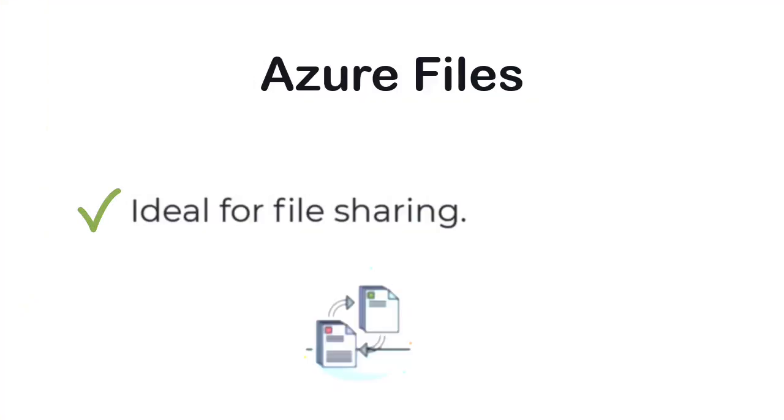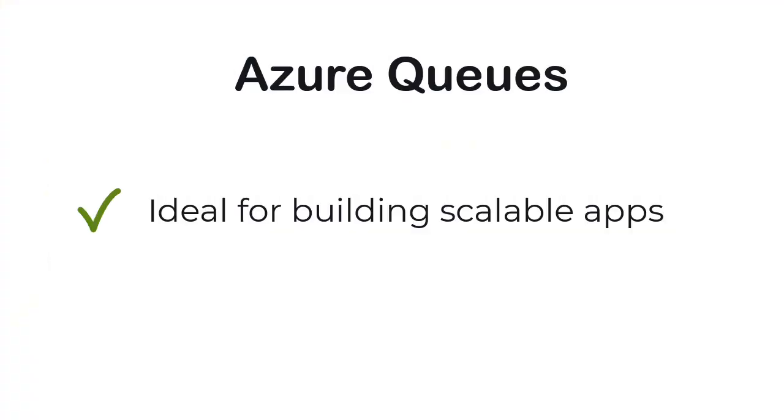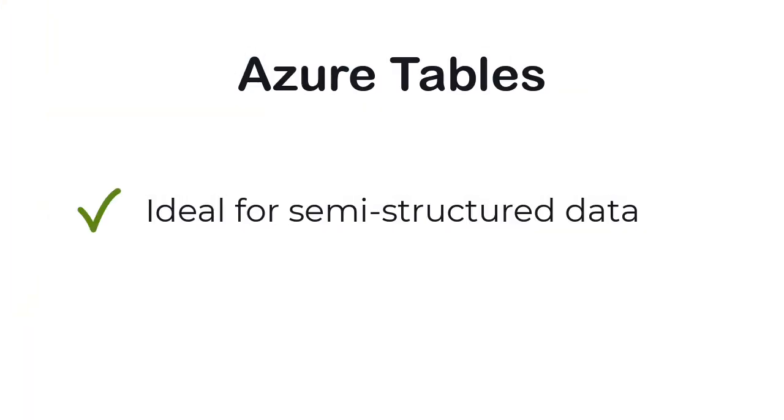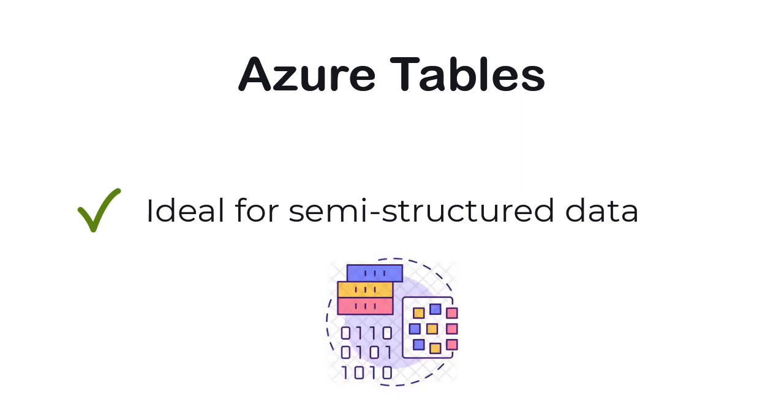We have Azure Files. Azure Files is a file sharing solution in Azure. We also have Azure Queues. Azure Queues is ideal for building scalable applications. And we have Azure Tables. Azure Tables is a NoSQL data store for semi-structured data.